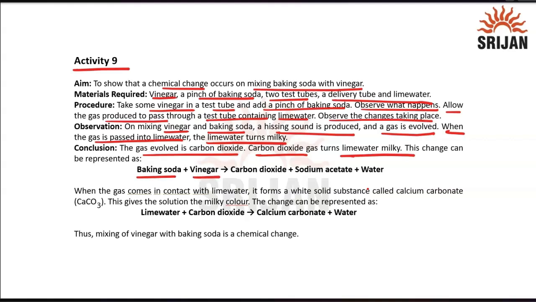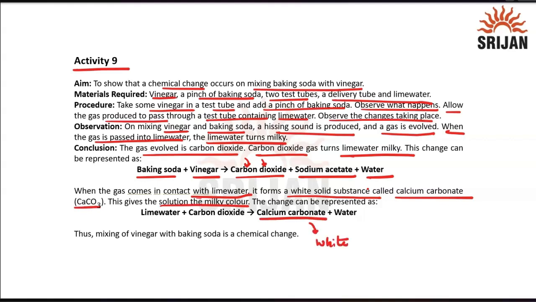We can represent the change like this: the baking soda and the vinegar come together to form carbon dioxide, sodium acetate, and water. In the second part of the reaction, the carbon dioxide comes in contact with the lime water and forms a white solid substance called calcium carbonate, CaCO3. It gives the solution a milky color because calcium carbonate is white, and that is why the whole solution turns milky.